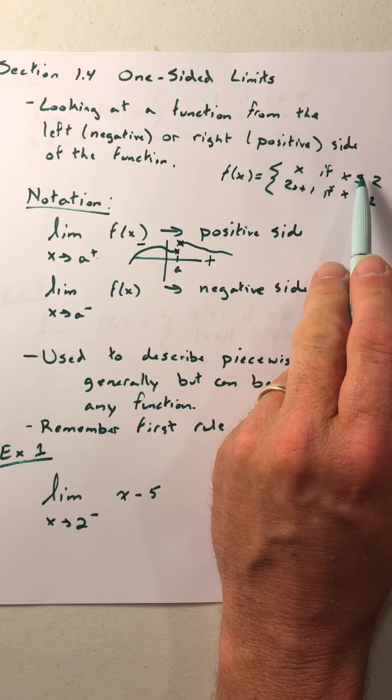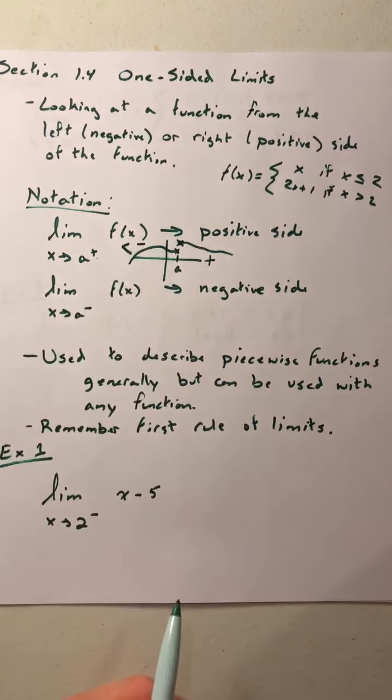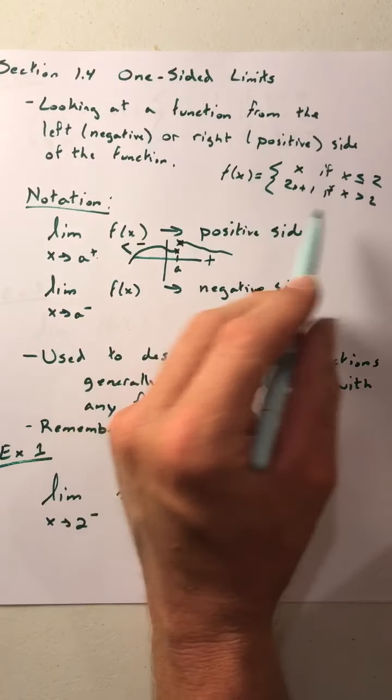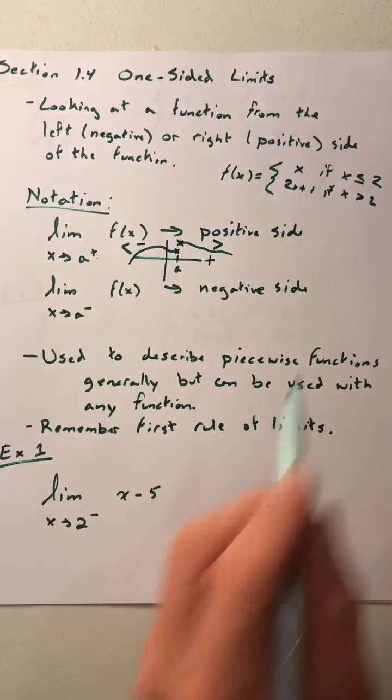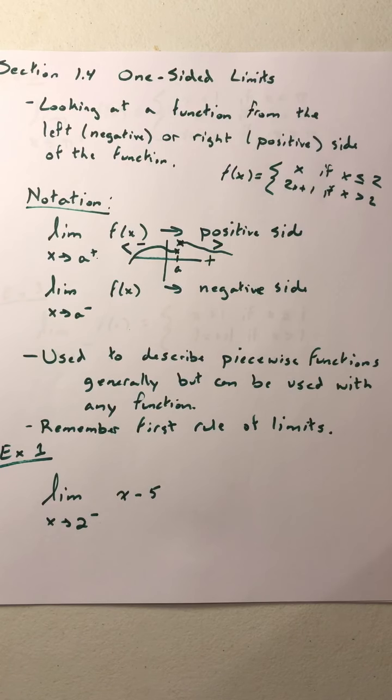So the left side would be the less than side, as well as maybe you want to put the less than symbol up there as well. And then the positive side would be the greater than side, because the number greater than 2 would be to the positive side of 2.